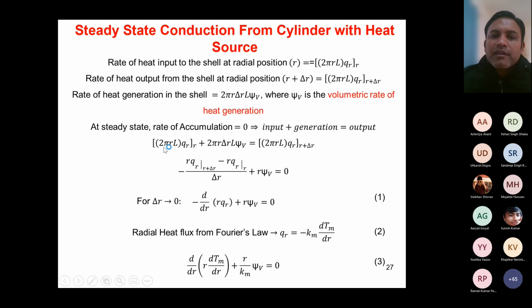In this case this 2 pi L term is going to be constant, so I can get rid of it directly, isn't it? That's the common term. If I get rid of this 2 pi L term, then what I'm left with is R q_r at R plus delta R minus R q_r at R, divided by delta R, plus R psi V equals 0, and this minus sign will be outside. Now since delta R is the thickness of the radial shell and this thickness tends to 0, definitely this first term in the equation is going to be minus d by dr of R q_r, plus R psi V equals 0.